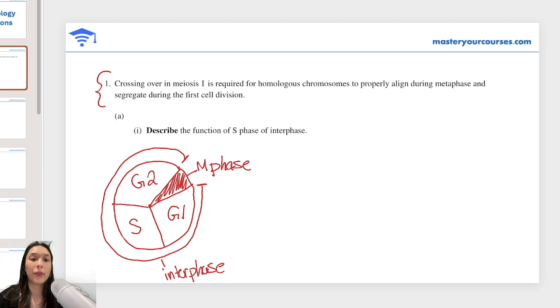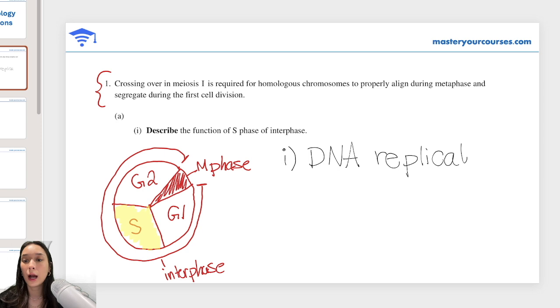So we're looking at this part right here, the S phase of interphase, and it's just asking for the general function. So I recommend you write full sentences, but just for time purposes, the function of the S phase is DNA replication. That is the only function of the S phase. Very straightforward. I would just write a full sentence saying the function of the S phase in interphase is DNA replication. I always remind my students that S, I usually remember, stands for synthesis, which is the DNA synthesis.